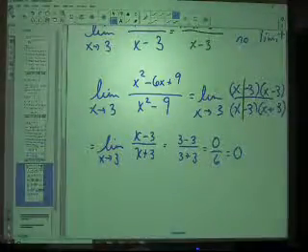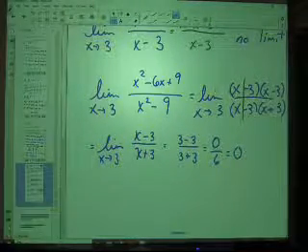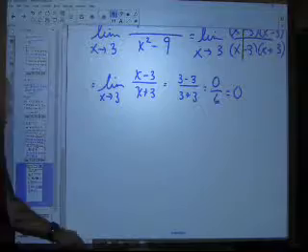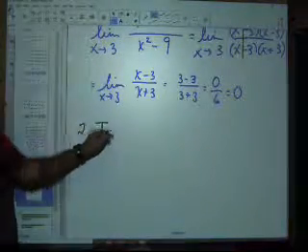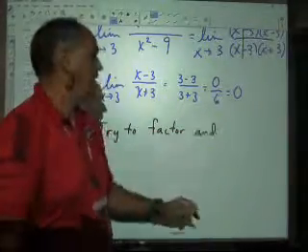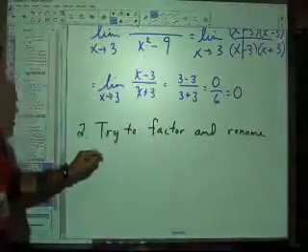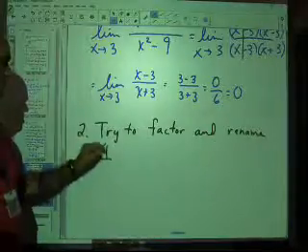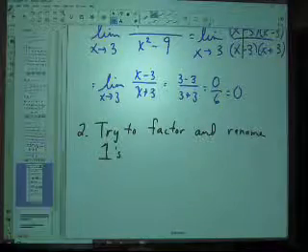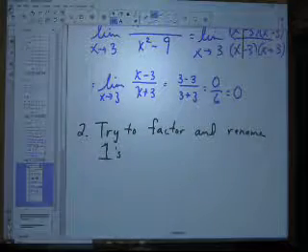Again, 0 is okay as a limit, but if we plug it in directly and it doesn't work, our second stage, our second thought process needs to be, oh, you know what? We need to see if we can factor. So number 2 is try to factor and rename ones, because x minus 3 over x minus 3 is a 1. It's renaming a 1 to that process. Okay?